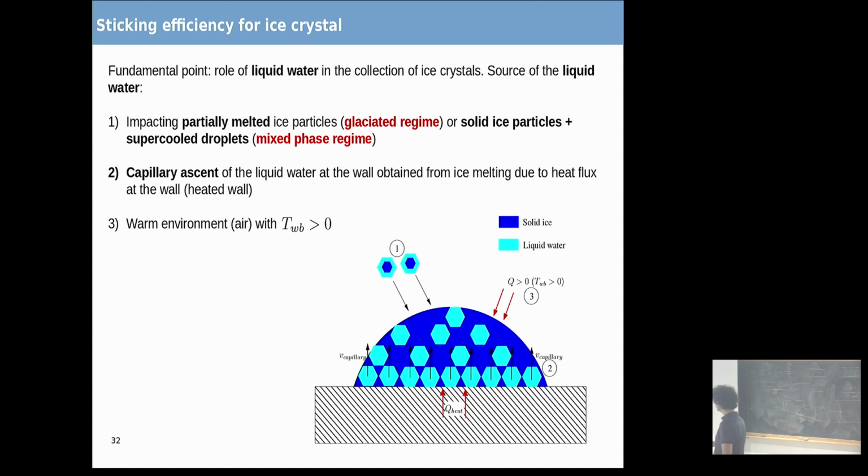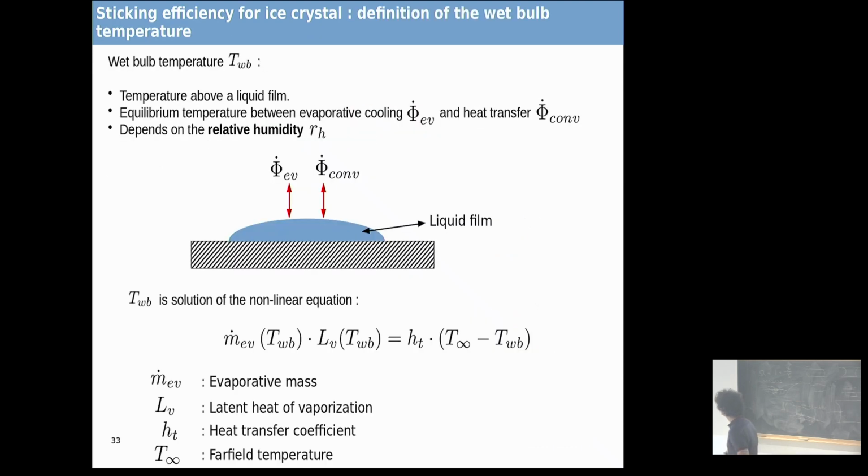And the third one, this was a question from Christophe. If you are in a warm environment with a positive wet bulb temperature, what is this wet bulb temperature? It is just an equilibrium between evaporative cooling and heat transfer, which may be written like that. You have evaporative cooling, and you have the heat transfer coefficient between your temperature and the outside temperature, and this is the balanced temperature.